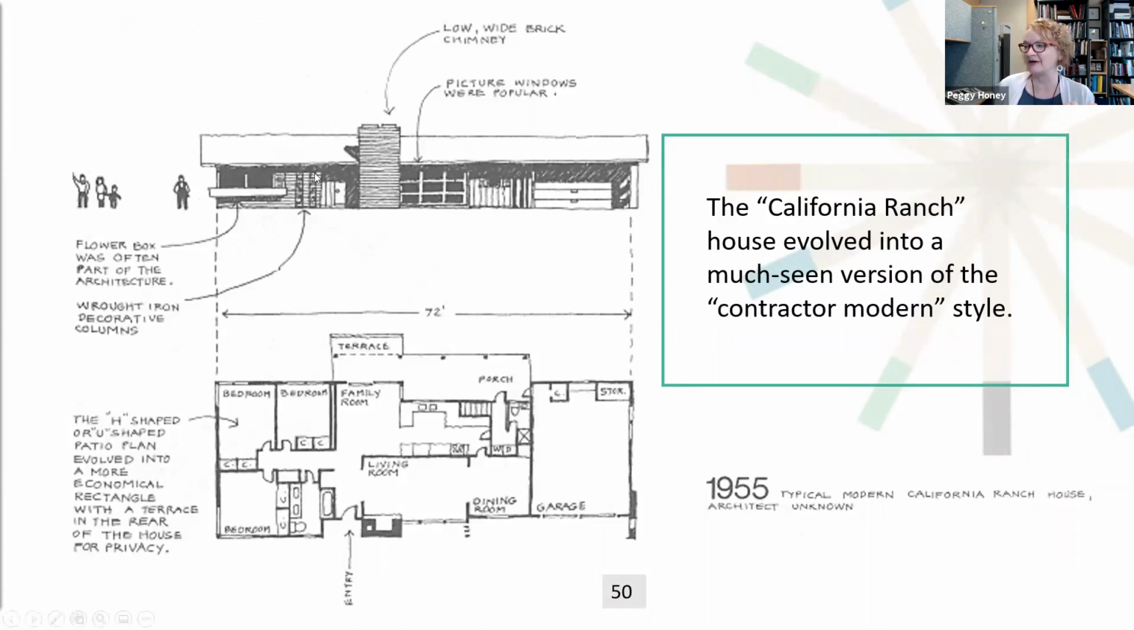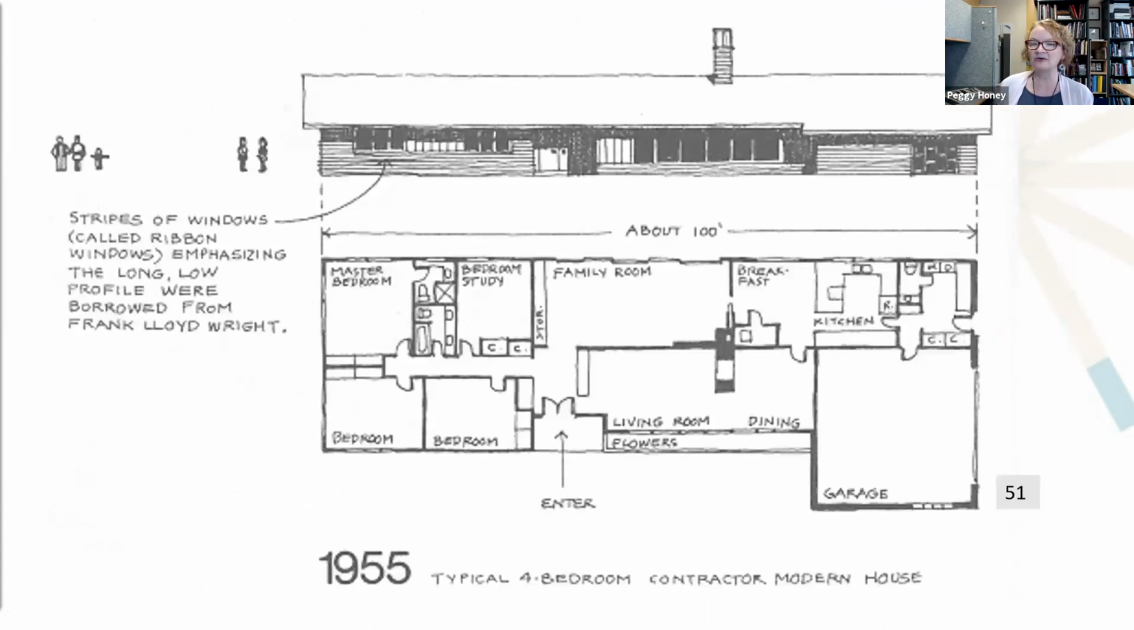I just want to show a couple of others of these. Here we have, from the mid-50s, a California ranch house that was often used and evolved into a much seen version of the contractor modern. And finally, here we have a much larger 4-bedroom contractor modern house. Now, this house is about 2,500 square feet and would no longer have been really a low-cost option.